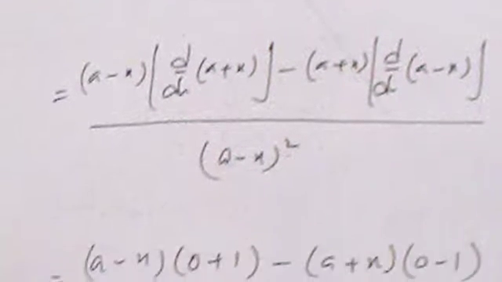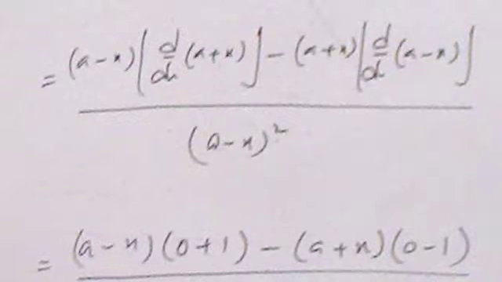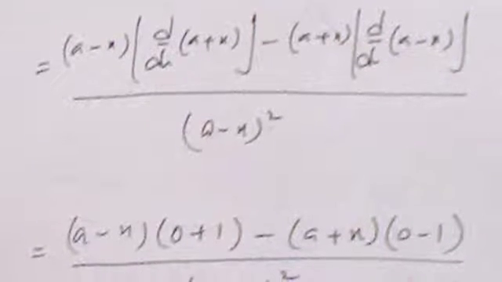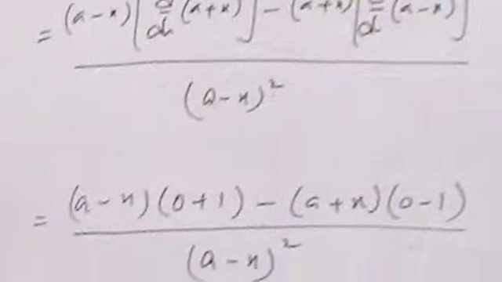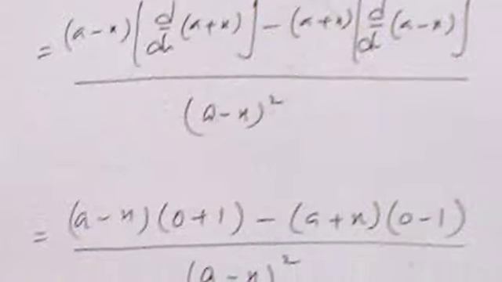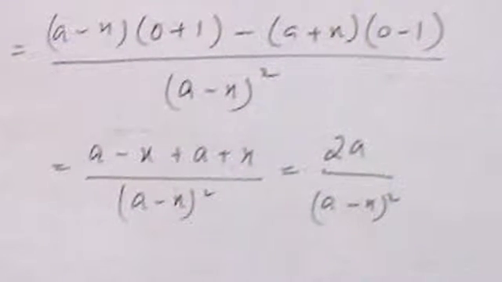So the derivative of a is 0 and the derivative of x is 1. We differentiate only those values where we have dy by dx. The derivative of a is 0 and the derivative of x is 1. Then we multiply these values. It becomes 2a over a minus x whole square. And next we have another question.